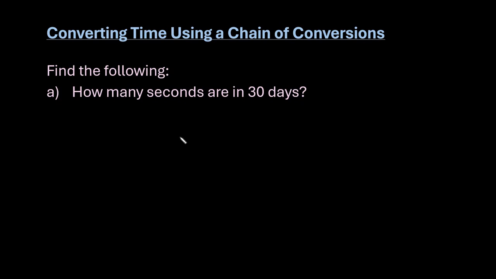Hi, for this video what I want to do is show you how to convert time using a chain of conversions. Sometimes there is not a direct conversion from one to the other, so you have to use multiple conversion factors to get from one to the next one.